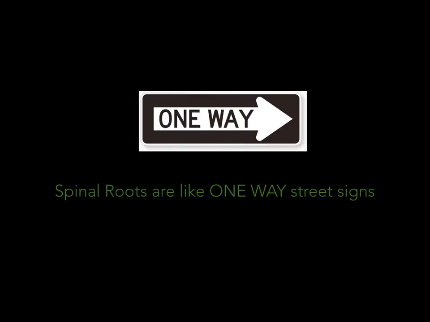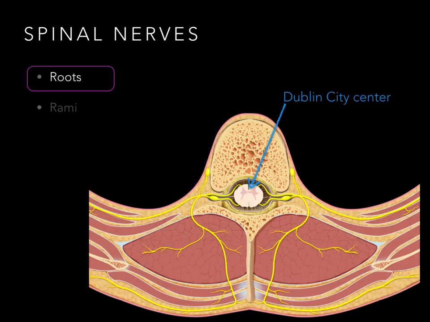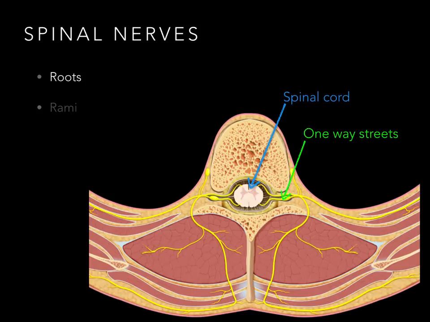One-way streets, spinal roots, are like one-way street signs, where here we've got Dublin City Center, and then we have one-way streets to help ensure that as we get close to the hub of activity, things stay organized. So Dublin City Center is our spinal cord. That's where all information at that segmental level is coming in, where the processing occurs, and then all that motor activity comes out. So our one-way streets are the roots. One root goes in, the dorsal root, and one root goes out, the motor root. One-way streets. And once we get away from the city center, we get two-way streets.